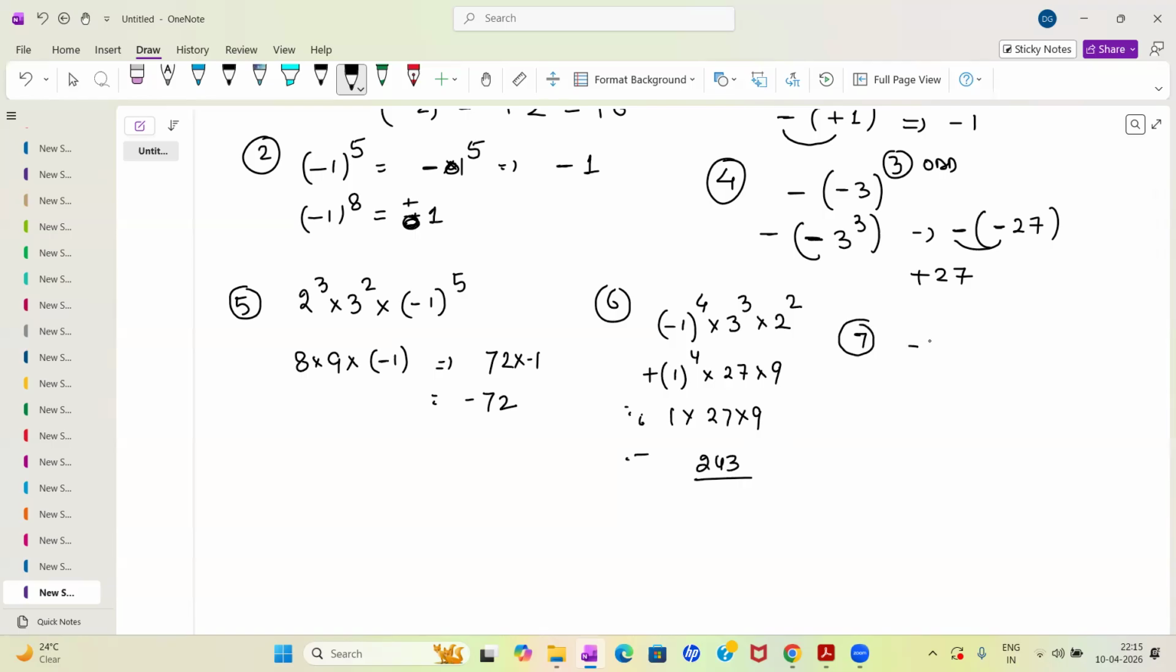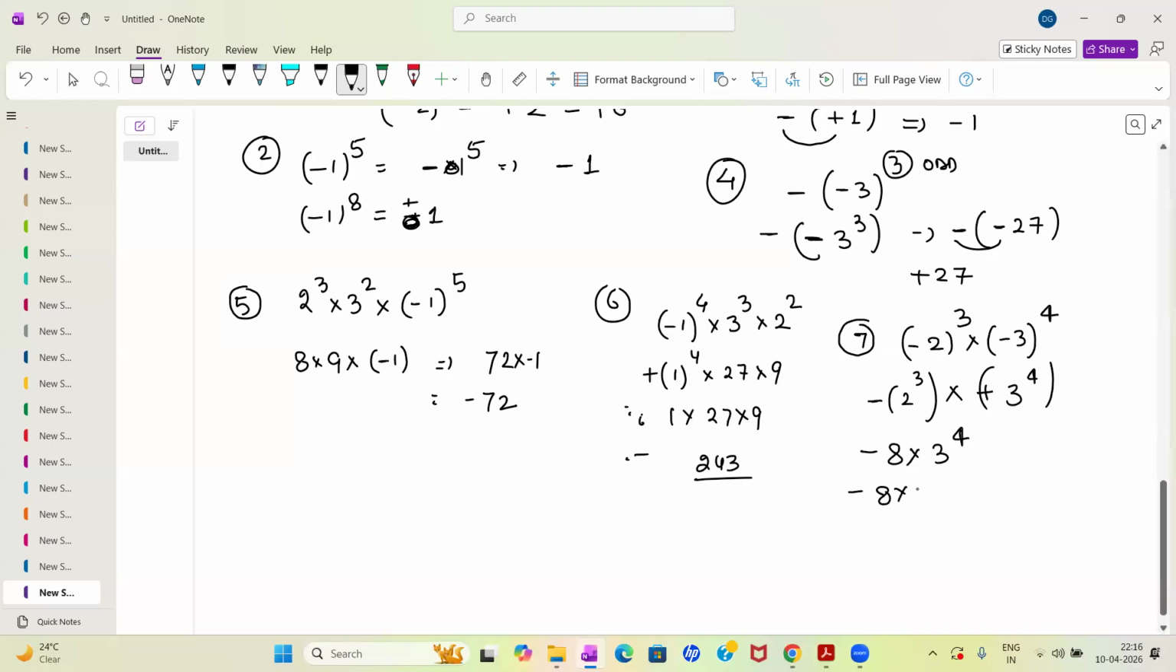Like one more question, minus 2 to the power 3 and minus 3 to the power 4. Now here the power is odd, so we'll put the negative sign and then write 2 to the power 3. Here the power is even, so we'll put positive sign and 3 to the power 4. So it is minus 8 and plus 3 to the power 4, 81. So the final answer is 648.